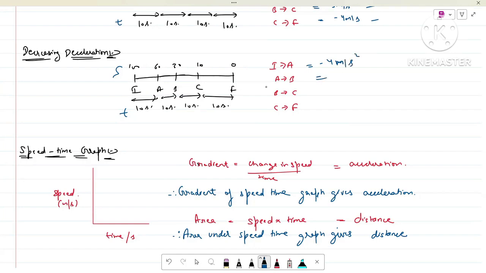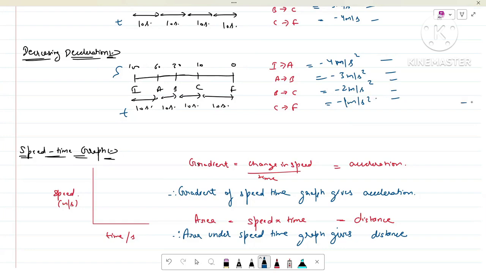When it reached B from A, change is 30 in 10 seconds. That is minus 3 meter per second square. From B to C, it is minus 2 meter per second square. And from C to F, it is minus 1 meter per second square. So we can see the magnitude is decreasing with time. So we will say the motion is with decreasing deceleration.